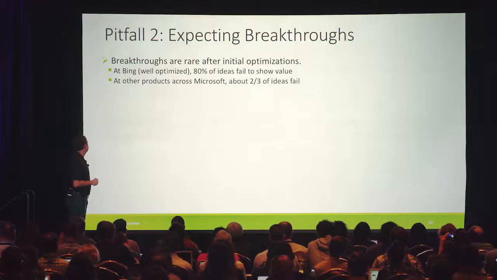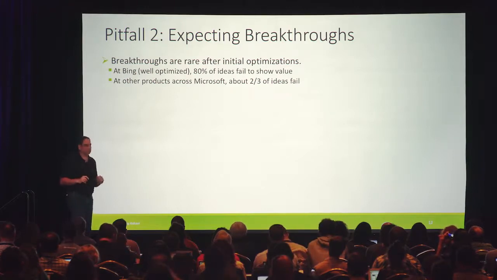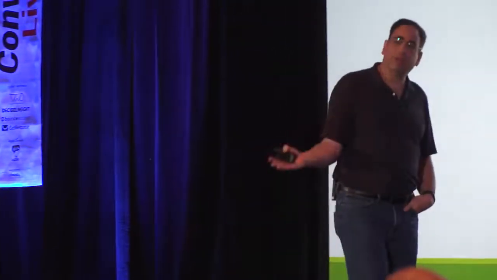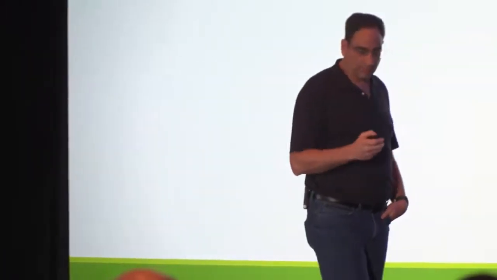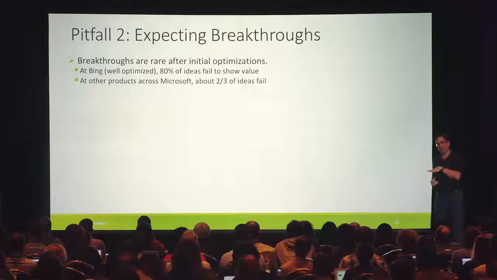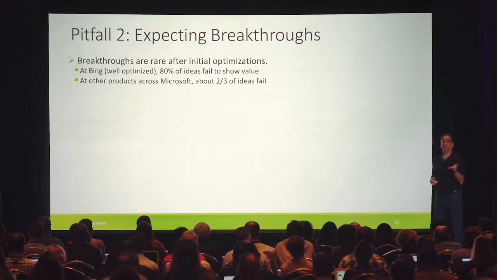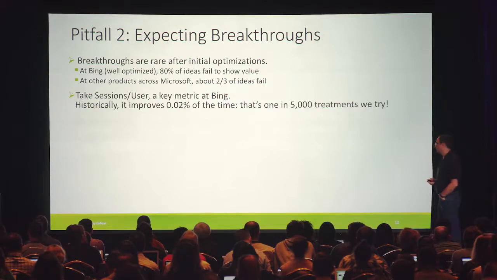So let me give you more things that relate to that rule, which I will also put as pitfall number 2, which is expecting breakthroughs. If you start with a new site, you'll get a few breakthroughs in the beginning. As soon as you optimize a little bit, things become harder. At Bing, 80% of our ideas fail to show value. When we run other products at Microsoft, they're maybe less optimized. About 2/3 of ideas fail. And that 2/3, by the way, splits into about half of it equal, half of it actually worse. So people believe something's going to work, and then it turns out to be worse than the control.